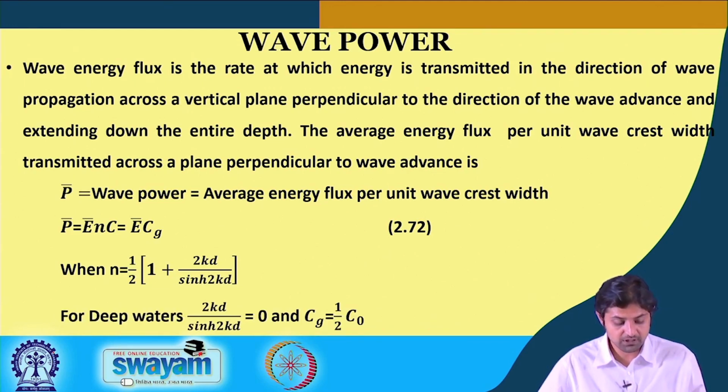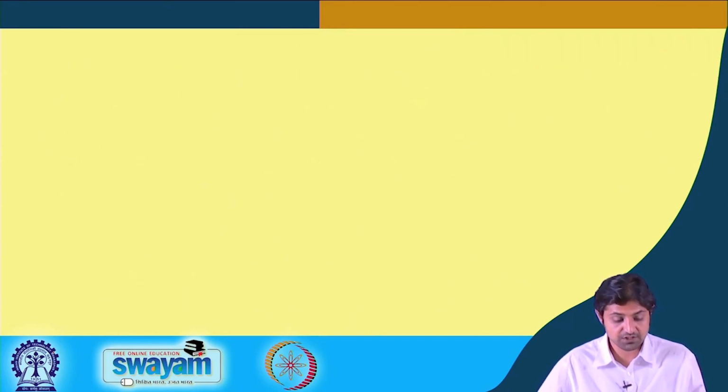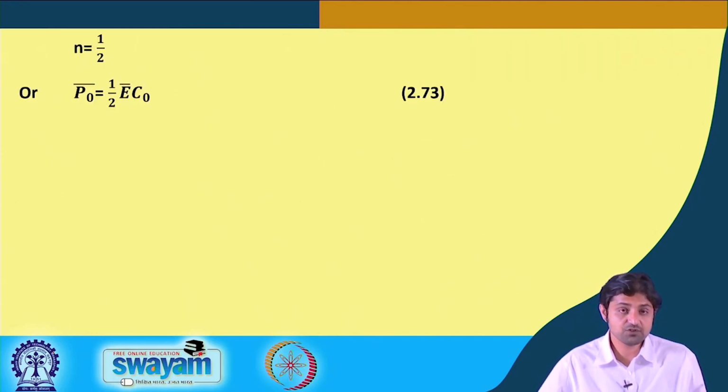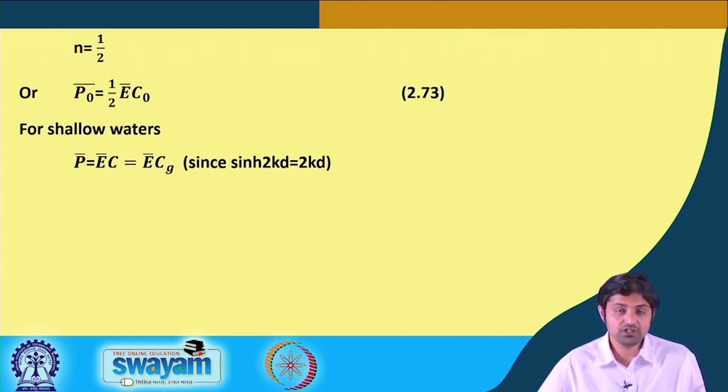So, for deep water, you know that Cg was half C naught, n is equal to half. So, power is going to be half E into C naught. For shallow water, it will be E into Cg, because Cg is C only.